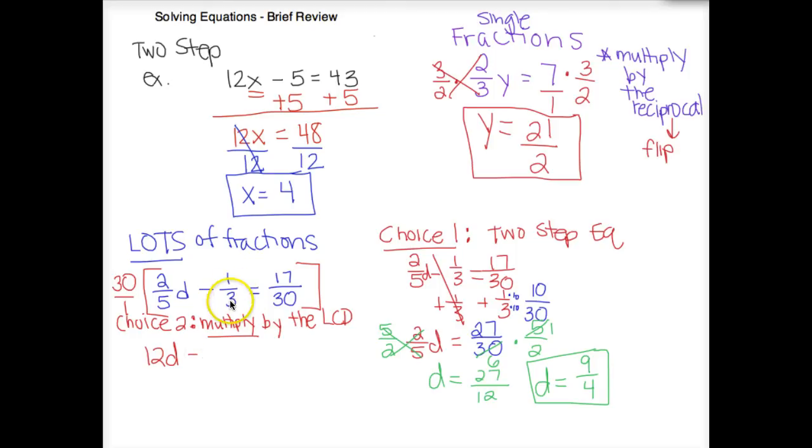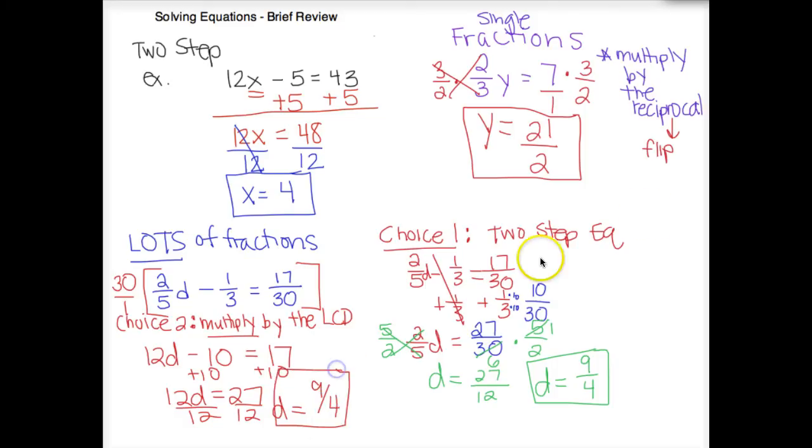But if you can't, you can say, how many times does 3 go into 30, and reduce it like I did before. But 1/3 of 30 is 10, so I've got a minus 10 here since this was a minus sign. 30 over 1 times 17 over 30, the 30s will just cancel. So I've got 17, and now it's a two-step without fractions. Notice that I end up with the exact same answer of D being 9 over 4.